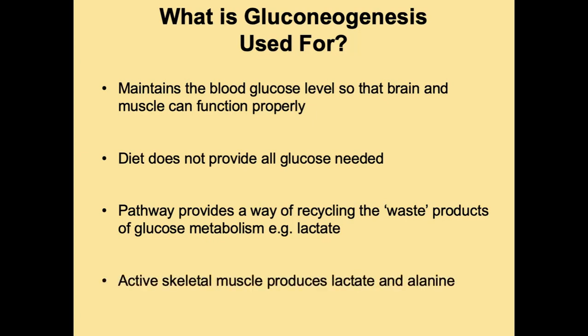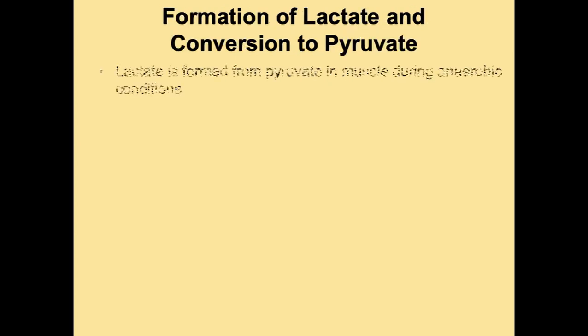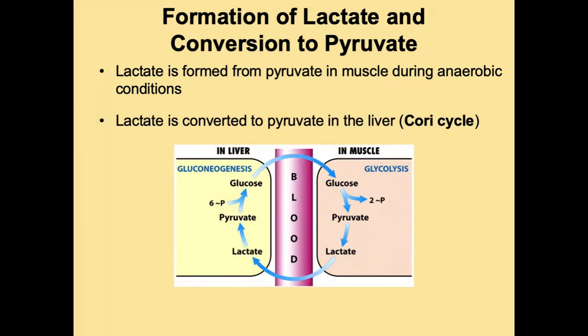Active skeletal muscle will produce lactate and alanine. These can then be released into the bloodstream and converted in your liver. The lactate and the alanine are then converted by your liver back into glucose. So lactate is formed from pyruvate during anaerobic respiration, and the conversion of lactate back to glucose is what's called the Cori cycle. So this takes place in your liver.